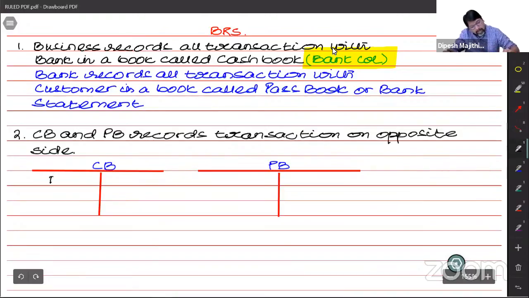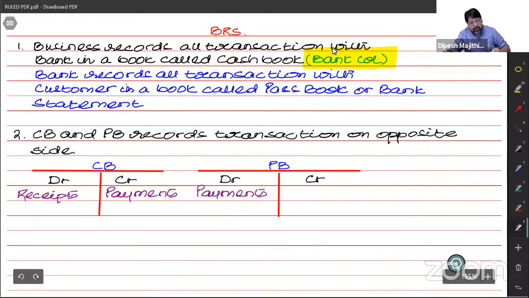Now chartered. Debit side, credit side, debit side, credit side. Over here, receipts, payments. Over here, payments, over here, receipts. Correct. So remember, on the debit side, deposits are recorded. Over here, deposits are recorded. Credit side, over here, checks issued are recorded.